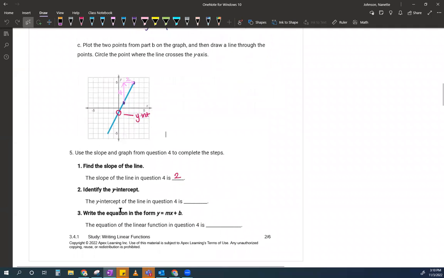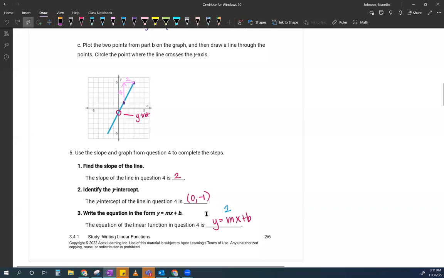And identify the y-intercept. The intercept of the line for this is (0, -1). So now they want you to put it together and make a y equals mx plus b, right? So we go y equals mx plus b, right? So here, that's our 2. So I'm just going to put a 2 right in its spot.